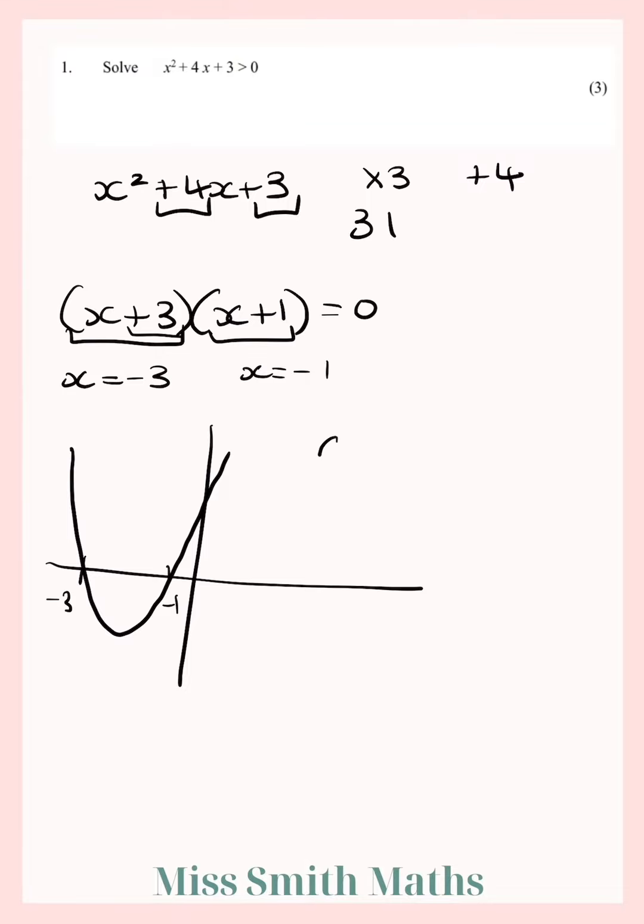Now, obviously, we've been given the inequality, and we want to know, when is this greater than 0? When is my graph greater than 0? Well, it's greater than 0 here, and it's greater than 0 here. So what are those two inequalities? For the one on the left, that's all the values x less than minus 3. And then the bit on the right is all the values x greater than minus 1. And that's your final answer.